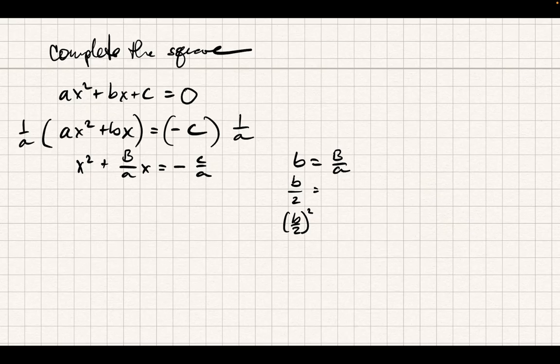So what's b over 2? B over 2 equals b over 2a. Yeah, so it's like b over 2 equals b times 1/2, right?